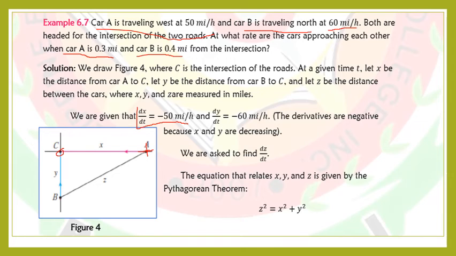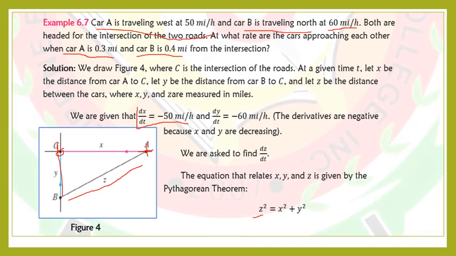And then si dy over dt naman, yung si car B is negative 60 miles per hour kasi from here, papunta doon, galing siya dito sa baba, negative side pa rin ng y kasi ang positive side ng y is nasa taas naman. So, the derivatives are negative because x and y are decreasing. So, we are asked to find ito, dz over dt. Okay, the equation that relates x, y, and z is given by the Pythagorean theorem.